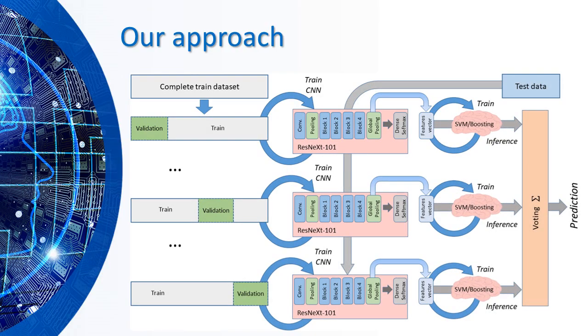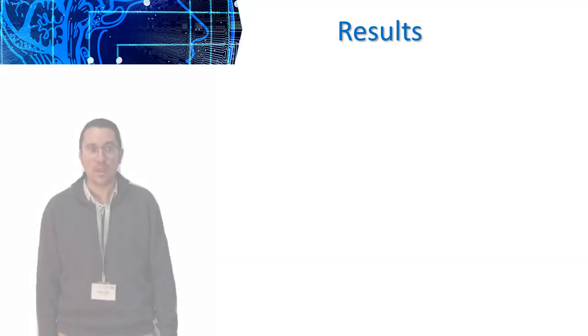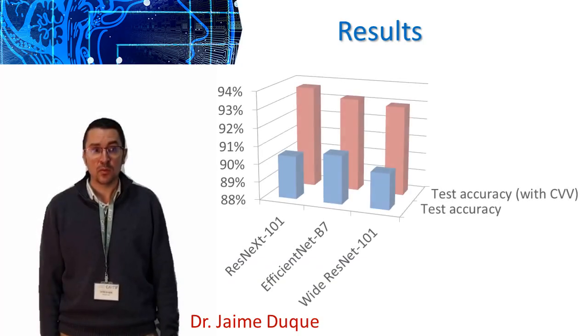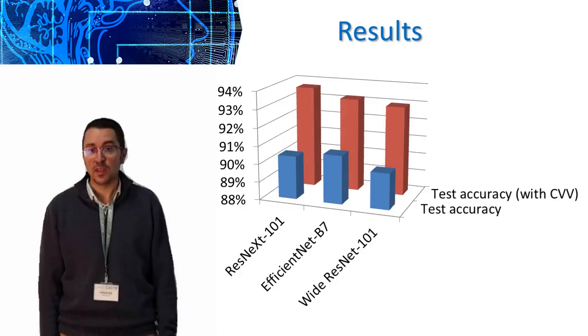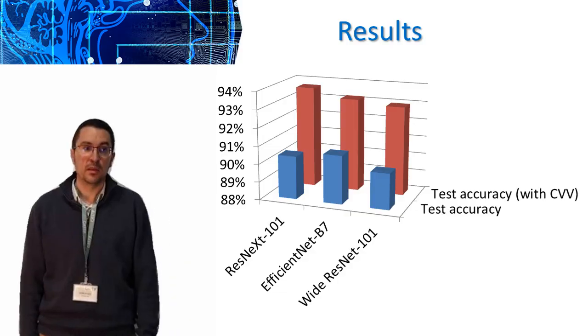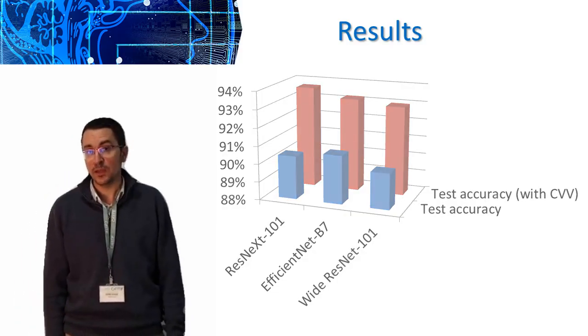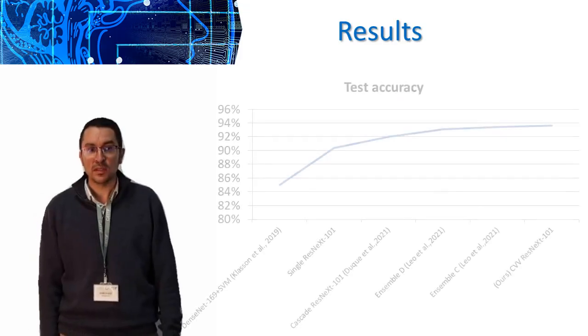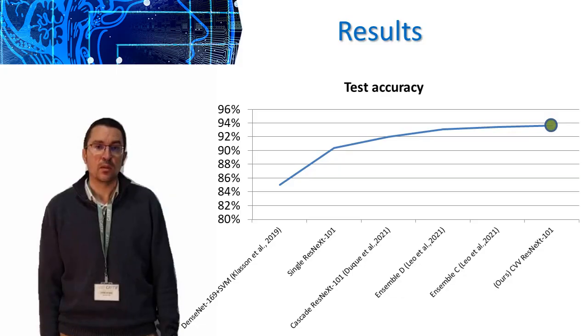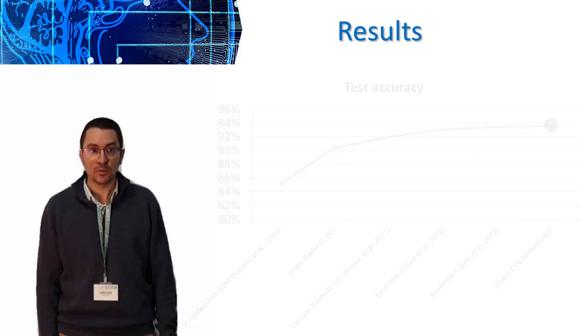During inference, the data is passed through the neural networks to extract the features, and these in turn are passed through the respective SVM or boosting classifiers. After applying the described methods to the grocery product classification problem, we found that the cross-validation voting technique significantly improves the results obtained by all single classifiers, ResNext, EfficientNet, or WideResNet. Only with the results obtained with ResNext, we managed to outperform the best results obtained today by other authors.